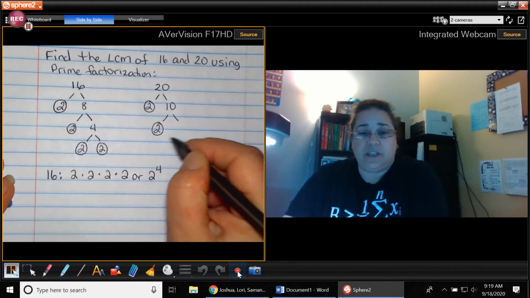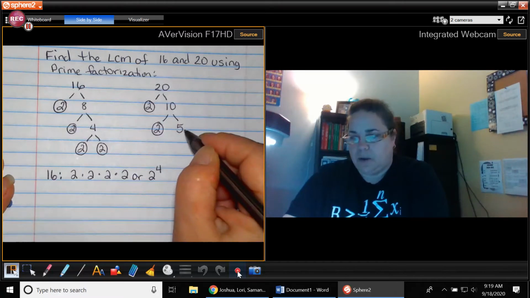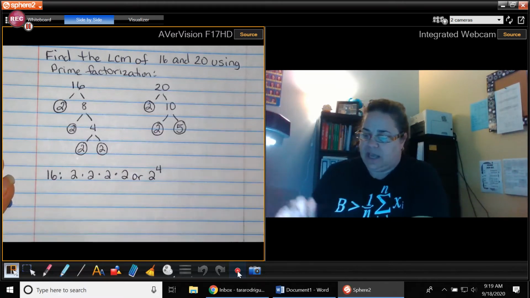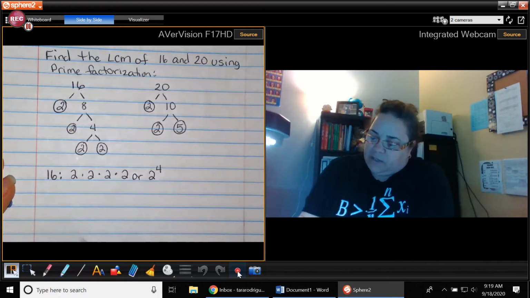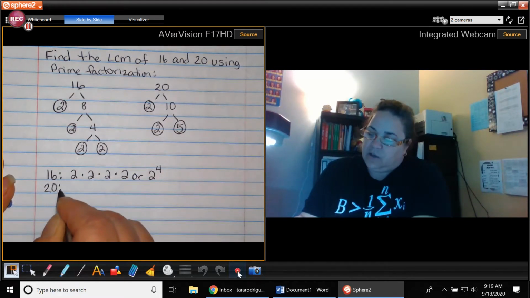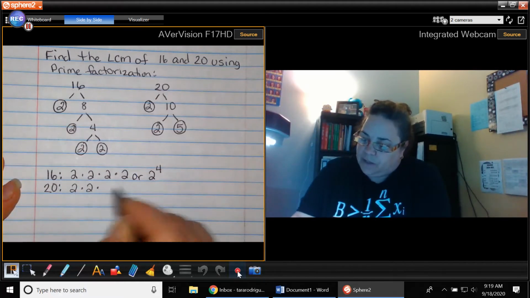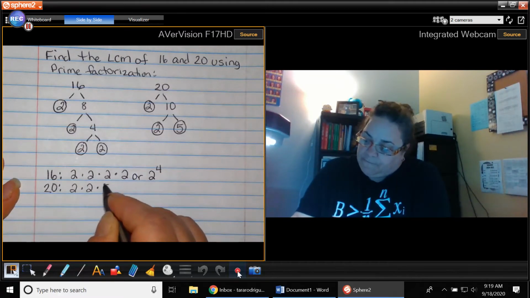So 2 goes into 10 5 times. Oop, and 5 is a prime number, so I can circle that branch too. So I'm done with that one, okay? Okay, so now I'm going to list my factors, my prime factorization for 20. My prime factorization for 20 is 2 times 2 times 5.